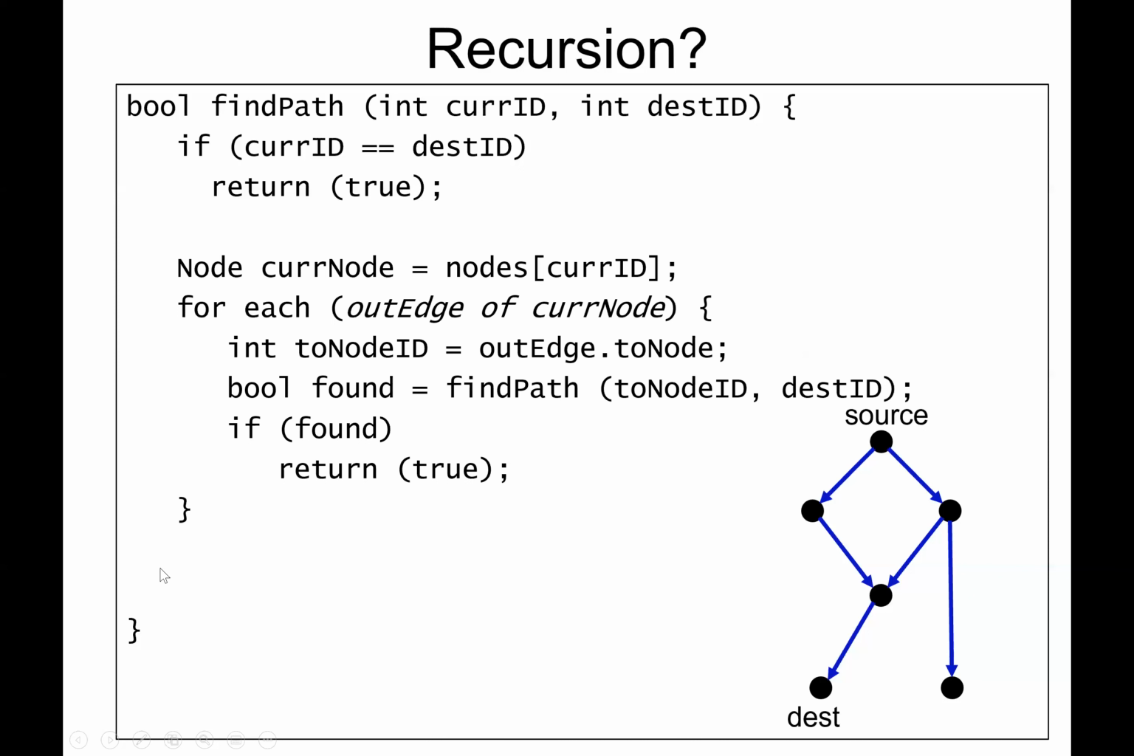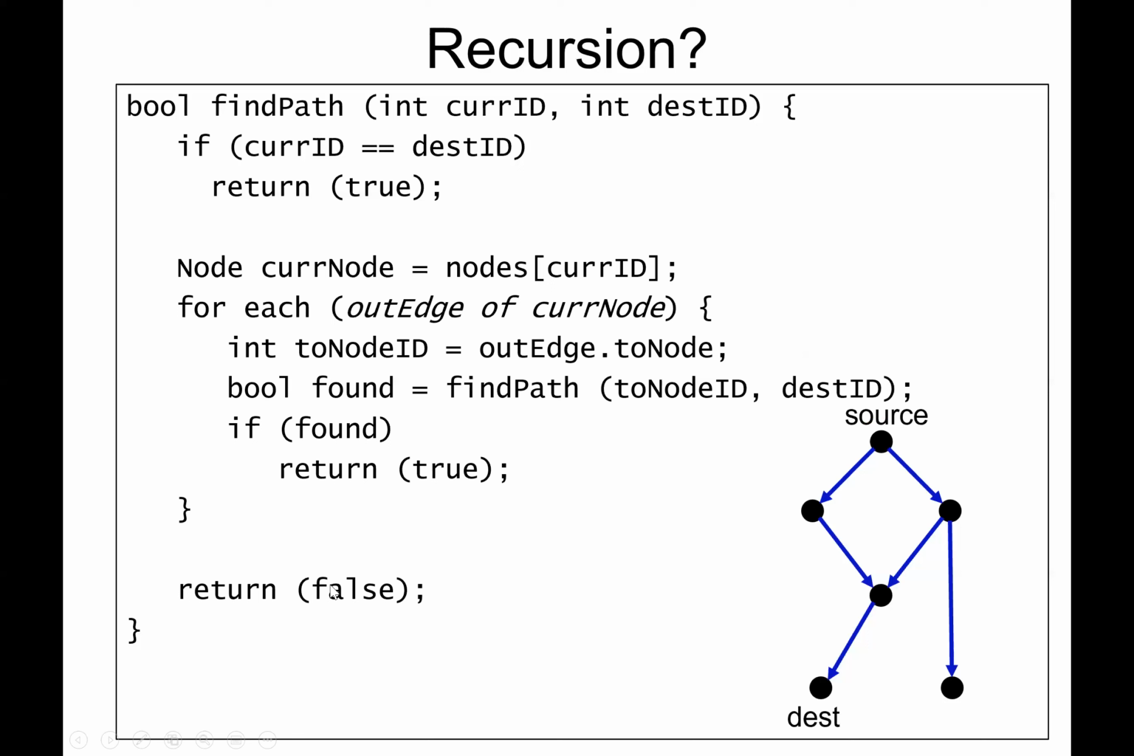If you can read quickly, you already saw this. If I get all the way down here, I've got a problem. It means I'm at a dead end. I've gone through all of the nodes that I can reach from where I am right now. I've called find path on all of them. All of those find path calls have returned. They've all said false. So if I get all the way down here, I've explored as far as I can from this current node, and I didn't find a way to get to the destination, so I should return false. Okay? Does that make sense? So similar to what you wrote for a binary search tree to traverse it.